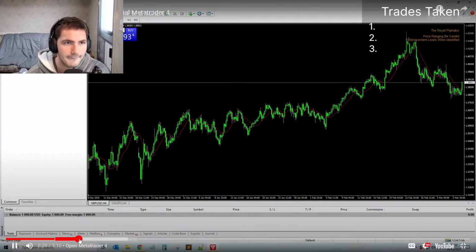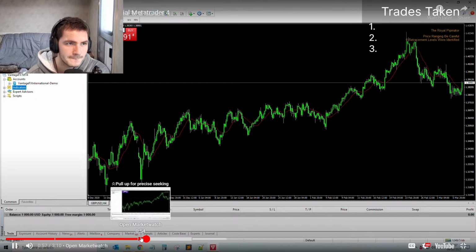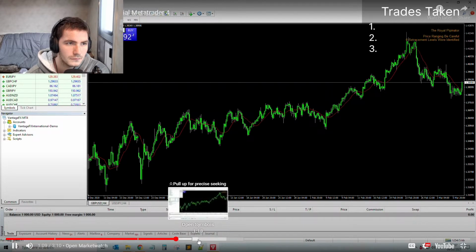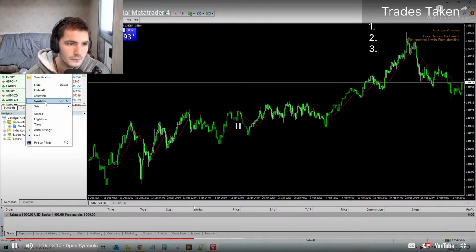So, the thing you want to trade is really easy. You click on this icon, and then we see all the pairs. You can easily add this again, and once again, this one, symbols.